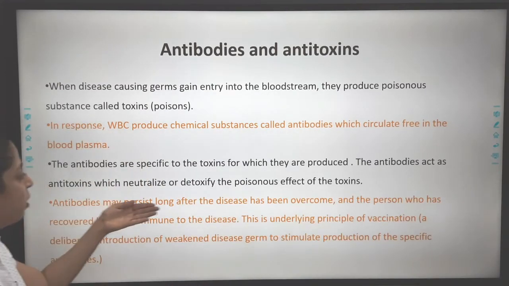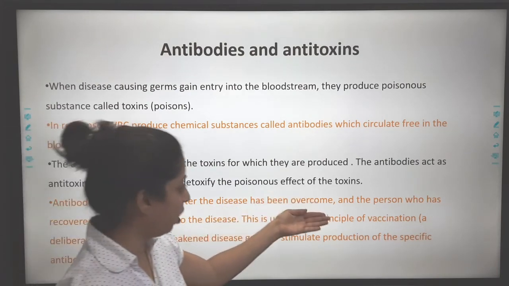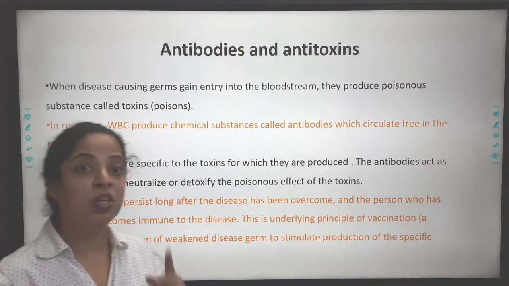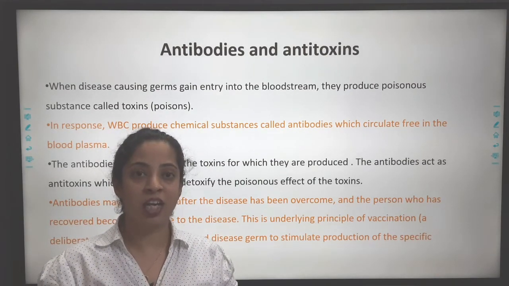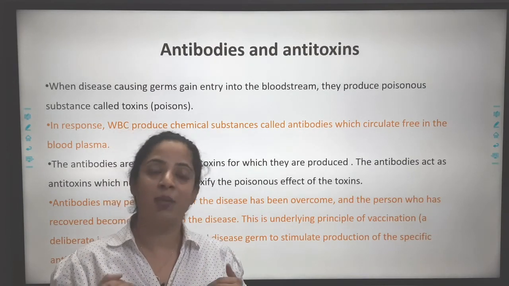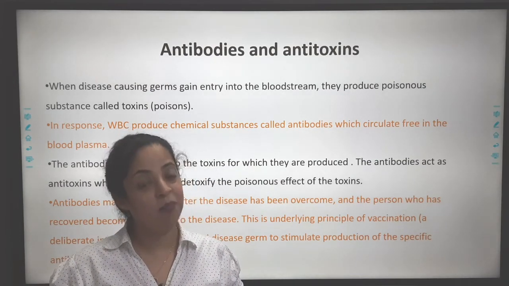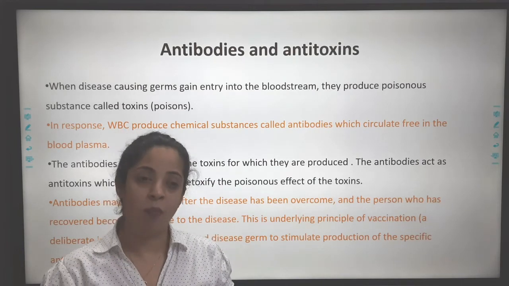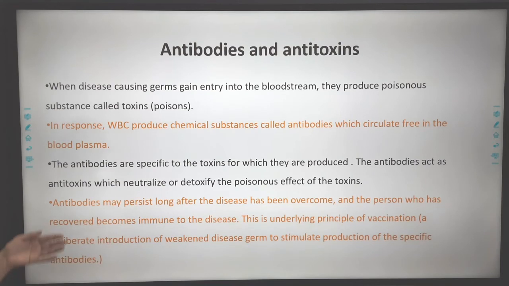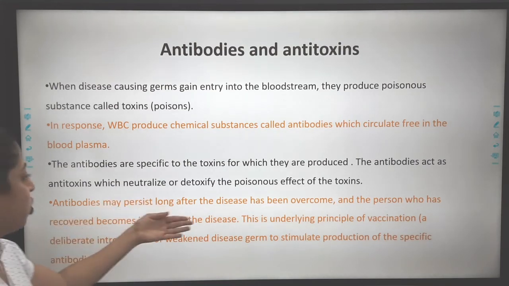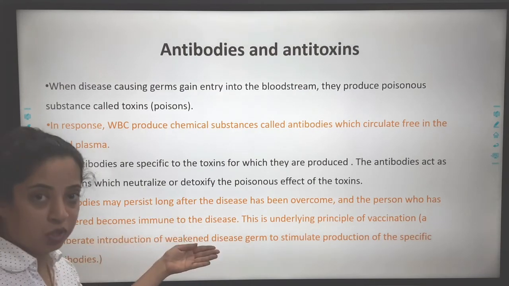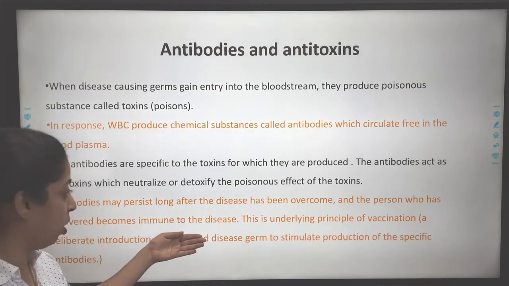The antibodies may persist long after the disease has been overcome, and the person who has recovered becomes immune to the disease. So that is why they say that once you get chickenpox in your life, now you will not get chickenpox, because the antibodies that had been produced at that time persist in your body for a longer period of time, and then later you will not be attacked by that. Now the disease will not occur to him.